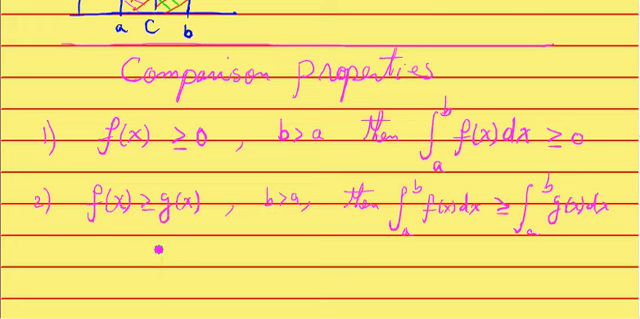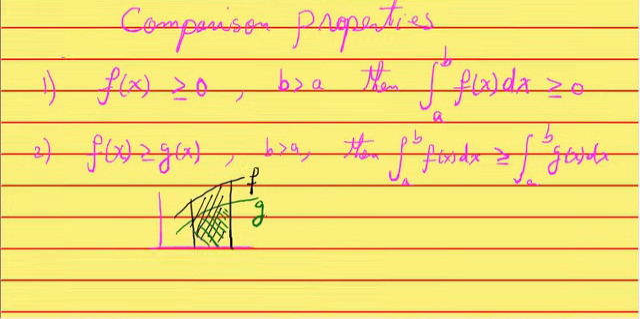What is the meaning of this? The meaning is, if you have one function, let's consider this g, and you have another function, consider it f. If f is above g, then the area that you calculate under f, this area, is going to be more than the area you calculate under g. So that is not all that complicated or hard to believe.